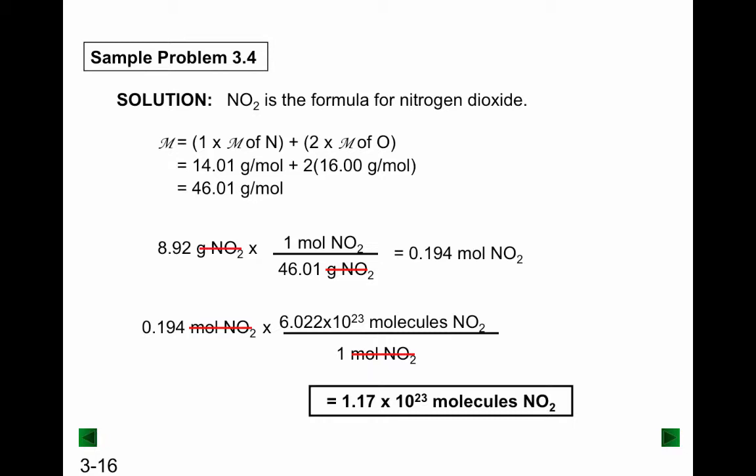Therefore, the molar mass for this molecule is 46.01 grams per mole. Now that we have the molar mass, we can convert grams to moles by dividing by the molar mass. Finally, we can convert moles to molecules by multiplying by Avogadro's number. The final answer should be 1.17 times 10 to the 23rd molecules of nitrogen dioxide.